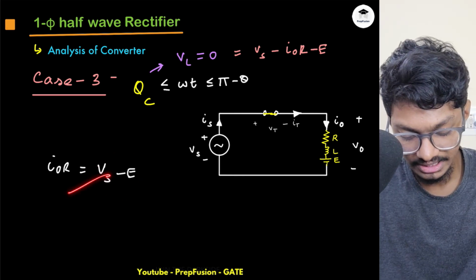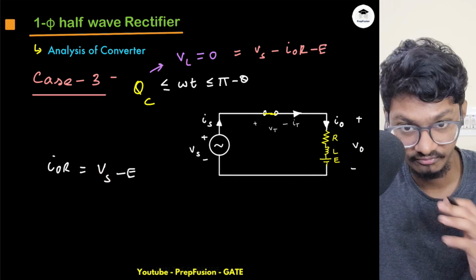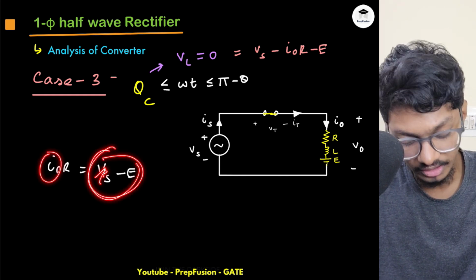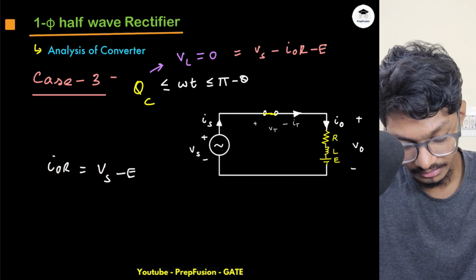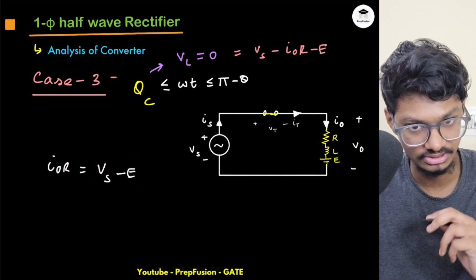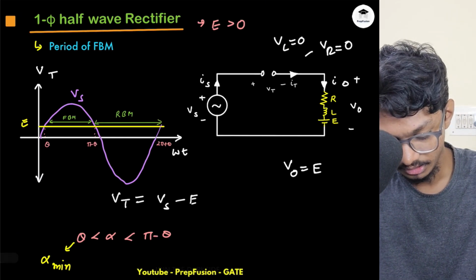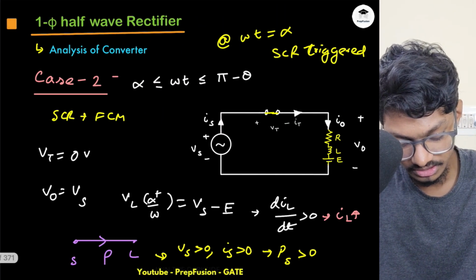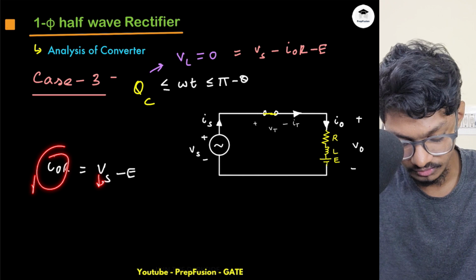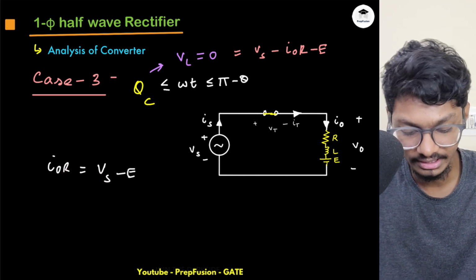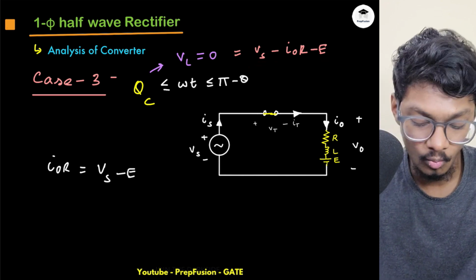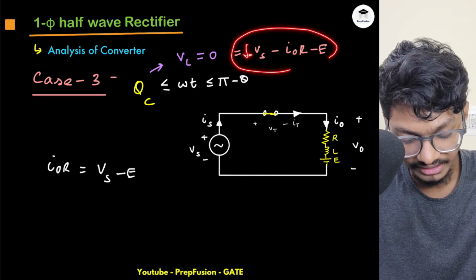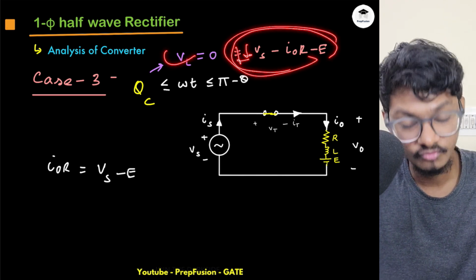Now, as my VL is 0, if my Vs is increasing, then Vs minus E will increase, hence the IO will try to increase. But from this angle, what I'm assuming is that Vs is not increasing, Vs is decreasing. So I'm lying in this region. Here, Vs doesn't increase, Vs only reduces. If Vs reduces, I into R will reduce. Why? Because I have assumed that my VL is equal to this. So as my Vs reduces, overall this VL will only reduce after this.